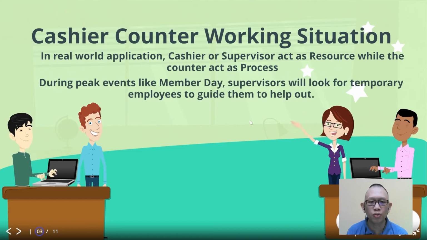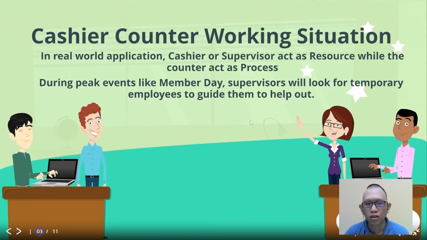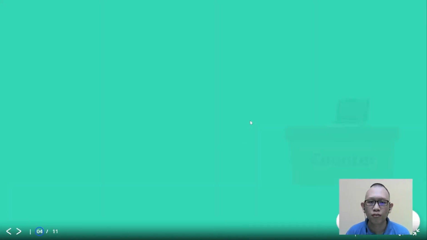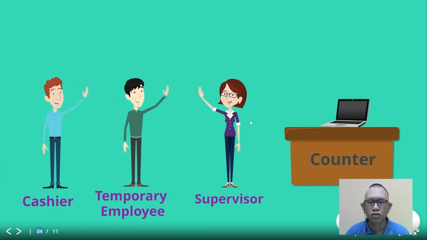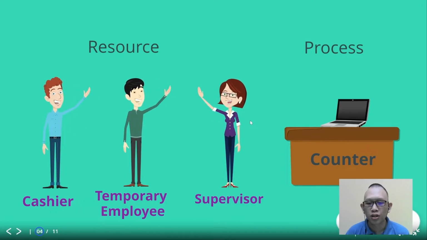So in our real-world application, the cashier or the supervisor will be acting as a resource, while the counter will be acting as a process. During peak events like Members' Day, supervisors will look for temporary employees to help out as a cashier in a counter as well. So this is the example that we're going to propose, where the cashier, the temporary employee, and the supervisor will be acting as a resource, while the counter will be acting as a process.